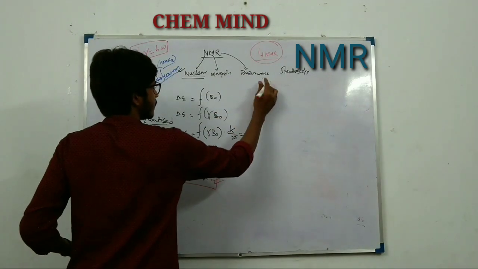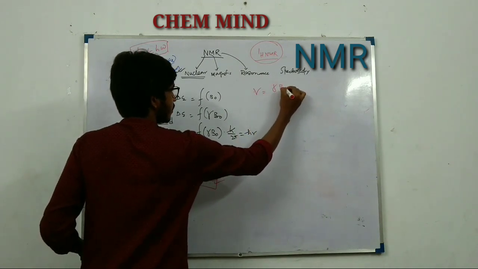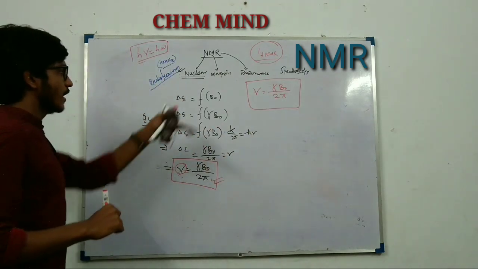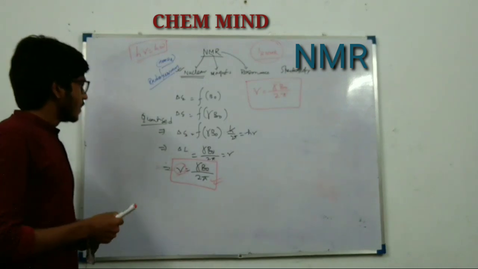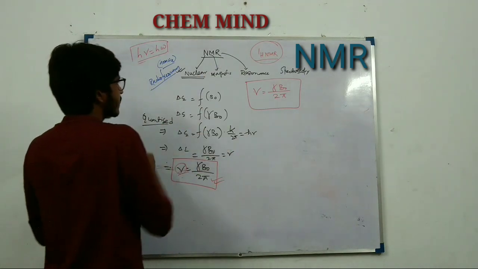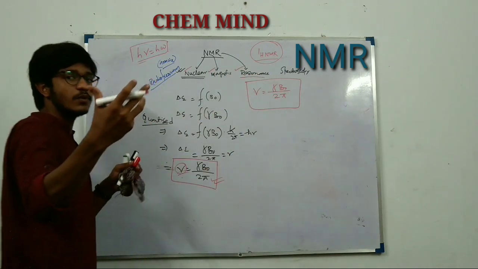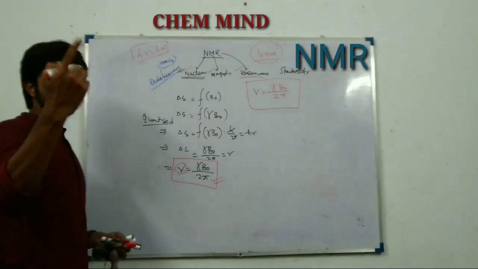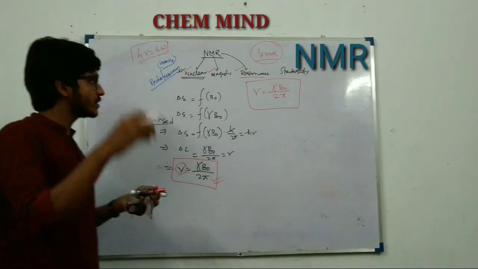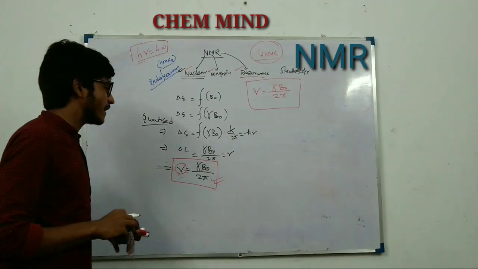Okay, so actually from the first equation we get that nu equal to gamma into B naught by 2 pi. So this is a very important equation. Now let's move to another topic, where we will understand the three main things: nuclear, magnetic, and resonance, meaning resonating with the radio frequency, the precessional frequency or Larmor frequency of that particular nucleus which is put into the NMR instrument, for getting the absorption spectra.